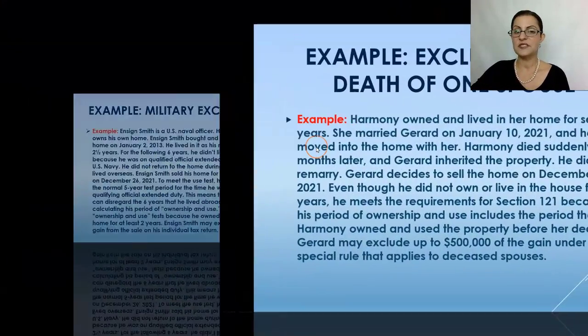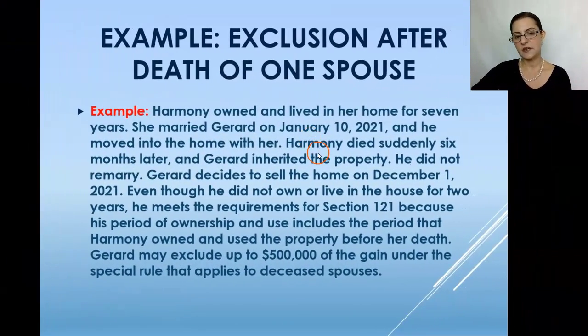Okay, exclusion after the death of one spouse. So this is another type of exception or a loophole or whatever you want to call it. But this one only kicks in if one of the spouses passes away. So in this case, if one of the spouses dies, then the ownership and use period of the decedent, the dead spouse, tacks on to the survivor. Okay, and then the survivor is still allowed to exclude up to $500,000 of gain in that case.